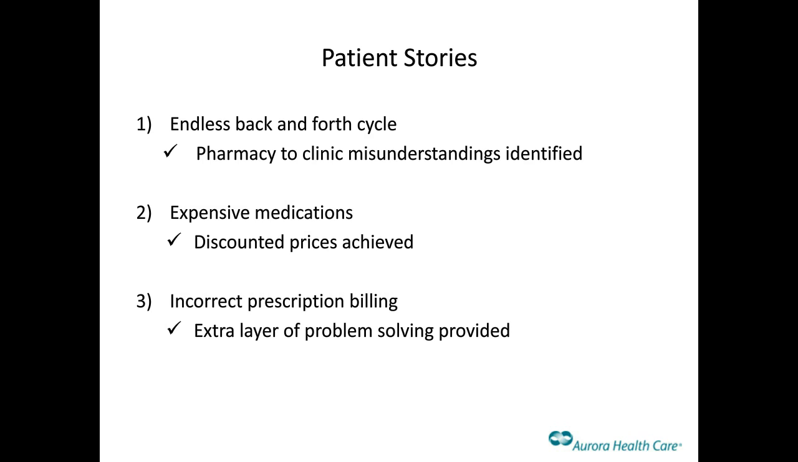The first one is just related to the endless back and forth cycle that happens today dealing with prior auths between clinics and pharmacies and insurance companies. We uncovered multiple stories where we saw that the central team figured out that some of the back and forth and phone calls the clinics were doing weren't actually prior authorizations that were needed. It was actually a lot of miscommunication between those external pharmacies and the clinics, where they were getting faxes from the pharmacies that made it look like a prior auth was needed when in fact it was something simple like a refill too soon. And at the central team, we were able to intercept that.